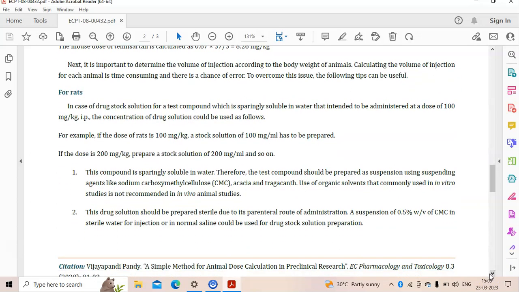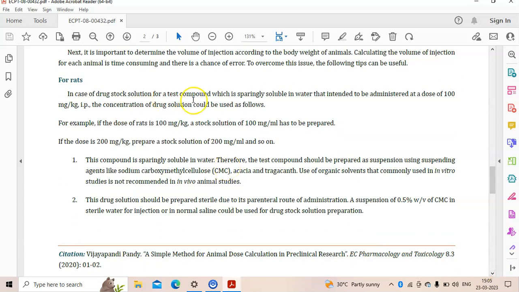For rats, where we are using a test compound which is sparingly soluble in water, and that is intended to be administered at a dose of 100 mg per kg intraperitoneally, the concentration of drug solution could be used as follows. When the dose is 100 mg per kg, a stock solution of 100 mg per ml has to be prepared. If the dose is 200 mg per kg, prepare a stock solution of 200 mg per ml, and so on. In this way we can prepare the stock solution.